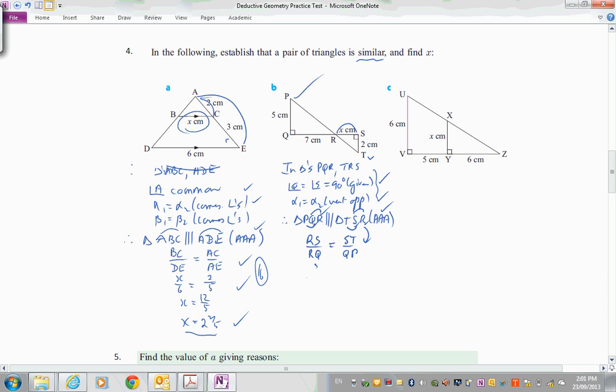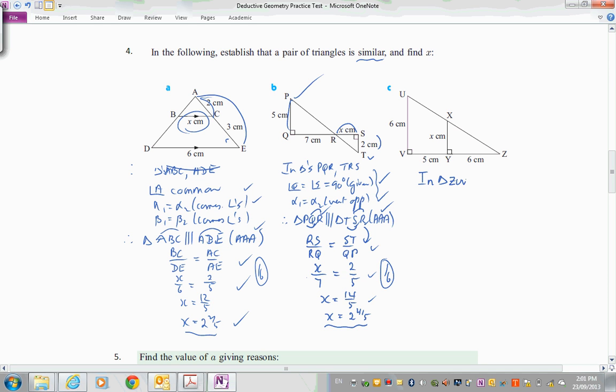So RS is X over RQ is 7. ST is 2 over PQ is 5. Multiplying both sides by 7, get 14 over 5, or X is 2 4/5. Okay, they're getting the hang of it. So I think we'll have another 6 for that one. Yep, make that out of 6. Okay, let's look at the last one. Same process. In triangle, let's do the big one.